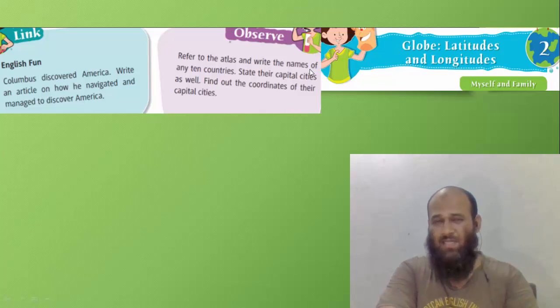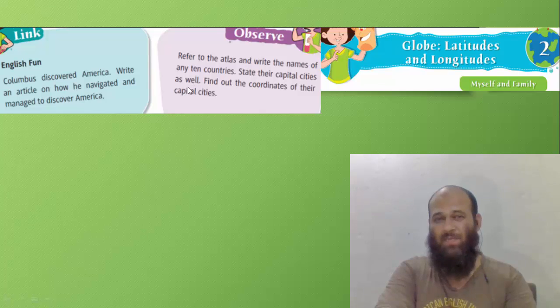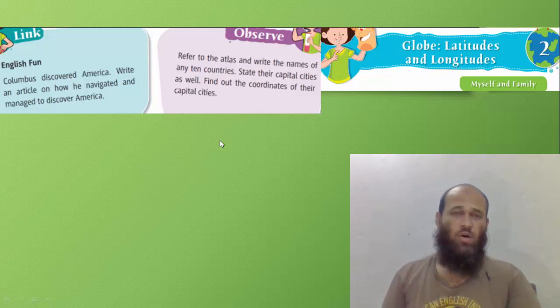Refer to the atlas or a book of maps and write the names of only 10 countries. State their capital cities as well and find out the coordinates of their capital cities. How to find a coordinate on a map, we will see in just a moment.